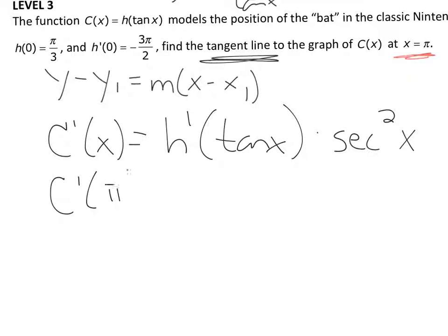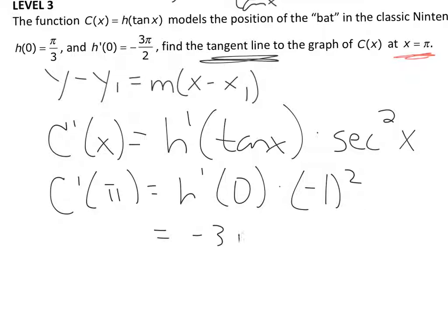I want to evaluate this at pi. The tangent of pi is 0. The cosine of pi is negative 1. The reciprocal of negative 1 is negative 1. And negative 1 squared is positive 1. H prime of 0 I get from above. 3 pi over 2 times 1. Therein lies my answer. Last thing I need is a y-coordinate still.